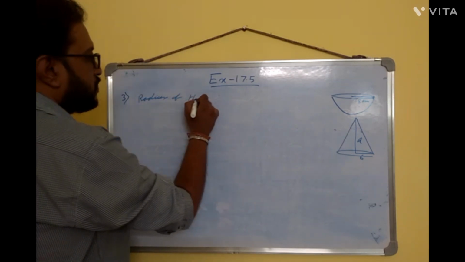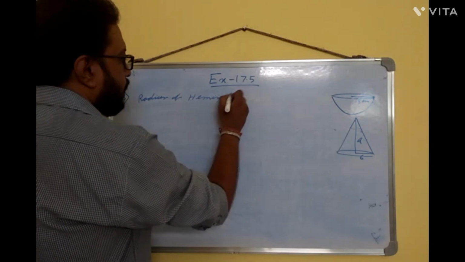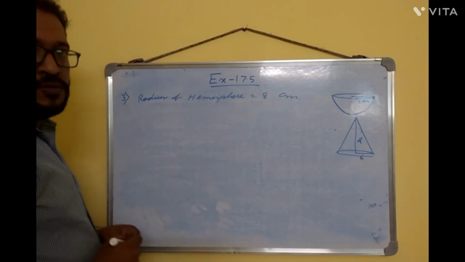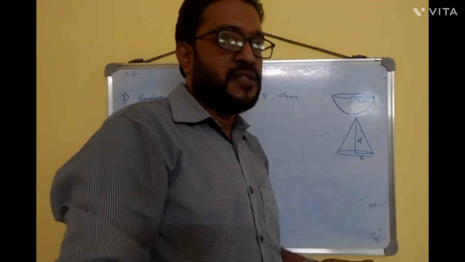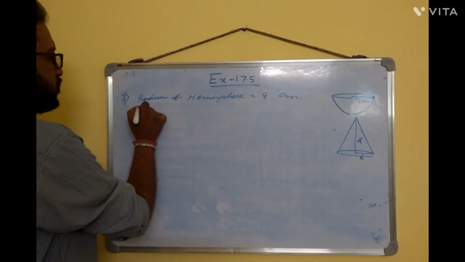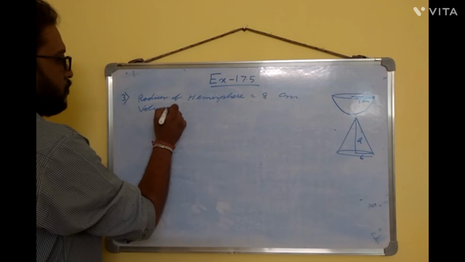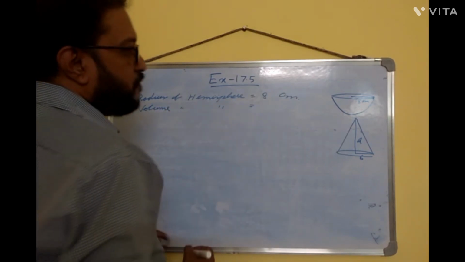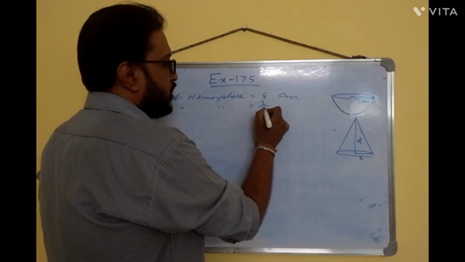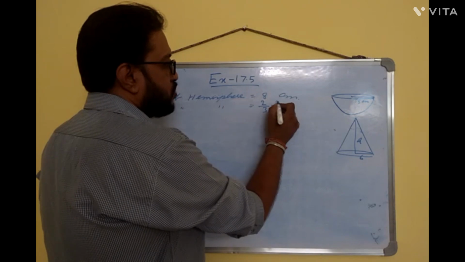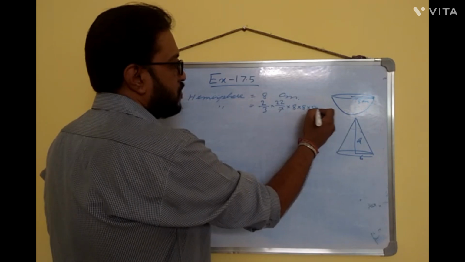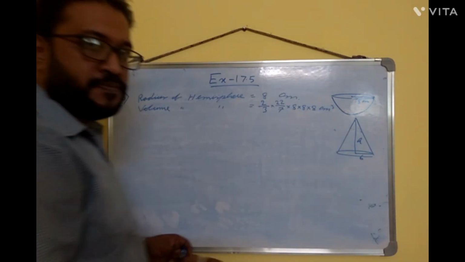Radius of hemisphere is 8 centimeter. As I told you, whenever we are doing the maths of recasting or melting, we will always deal with the volume. So volume of hemisphere, what will the volume be? 2/3 pi r cube. 2 by 3 into pi, that is 22 by 7, into r cube, 8 into 8 into 8 centimeter cube.